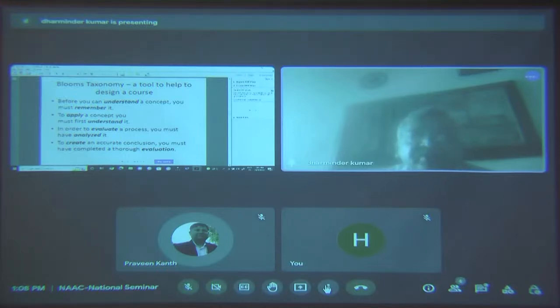So this is the process. Before you can understand a concept, you must remember it. It means remember is the first one, the lowest one. To apply a concept, you must first understand it. In order to evaluate a process, you must have analyzed it. To create an accurate conclusion, you must have completed a thorough evaluation. So this is basically the process, and this process will help you to design your course content through your COs and then finally the content.